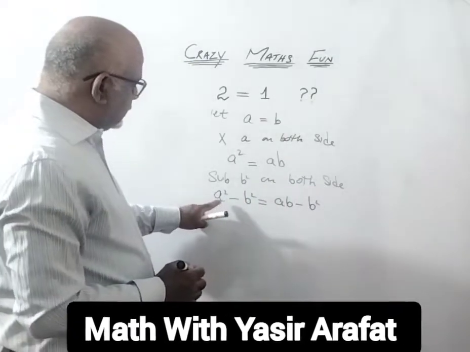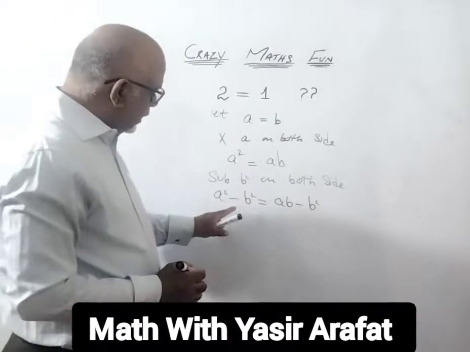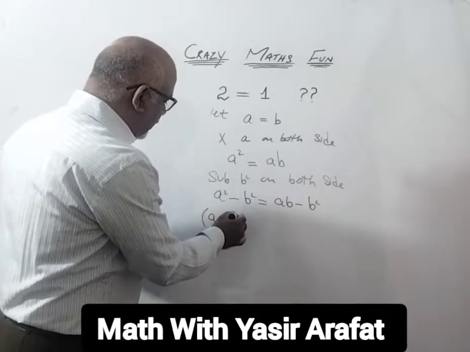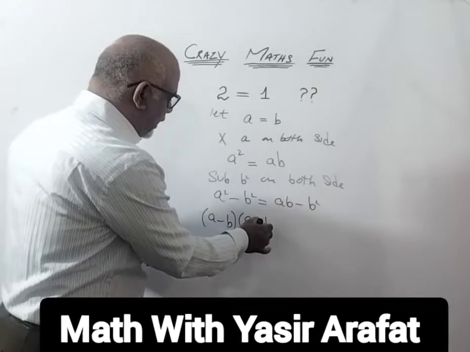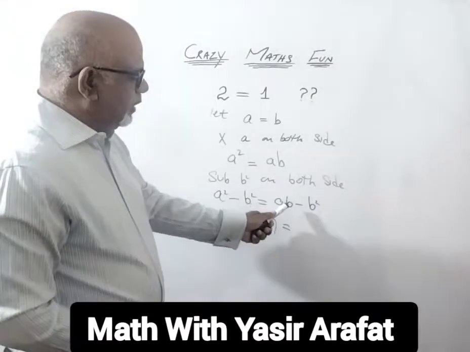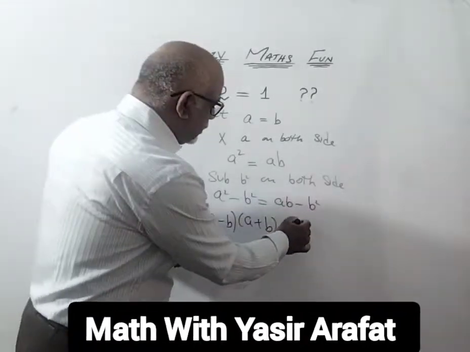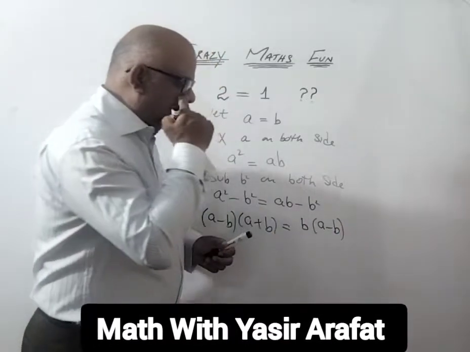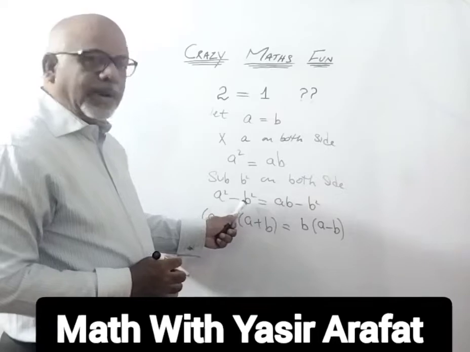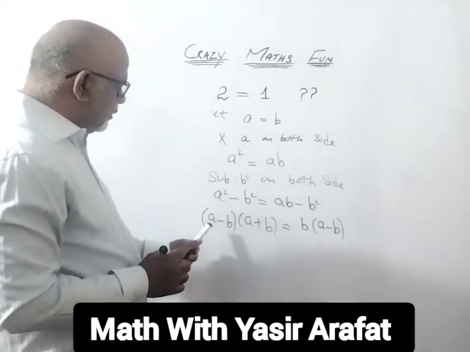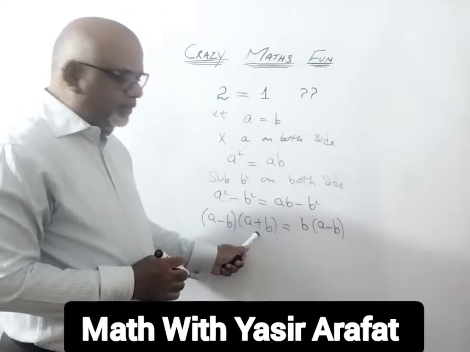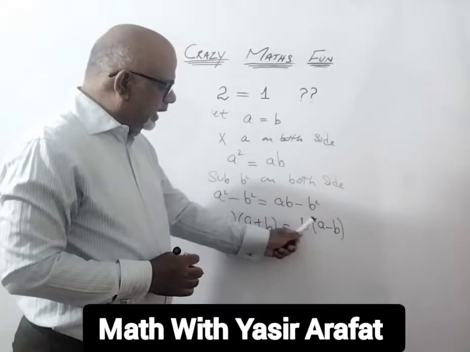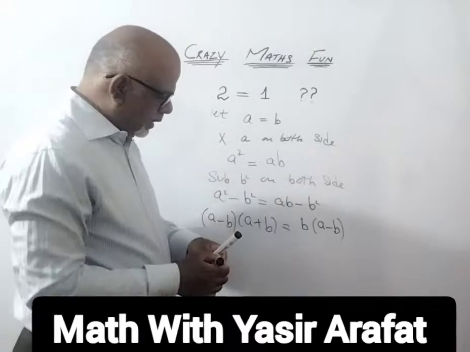So here this is A square minus B square. We have to apply the formula (A minus B)(A plus B) here. And here we have to take out B common. So A square minus B square is equal to (A minus B)(A plus B), and here we take out B common, so this is B(A minus B).